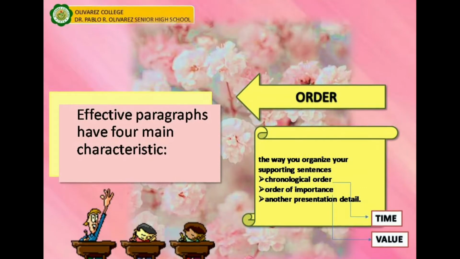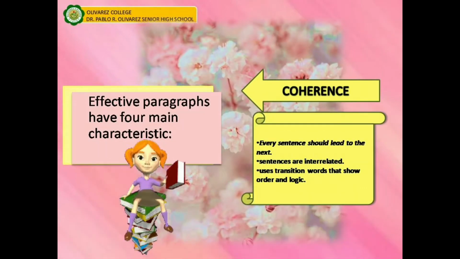The third characteristic of a paragraph is called coherence. Coherence is somewhat close to unity, but this characteristic of a paragraph refers to how sentences are interrelated. It means that every sentence should lead to the next one. It usually uses transition words to show order and logic.